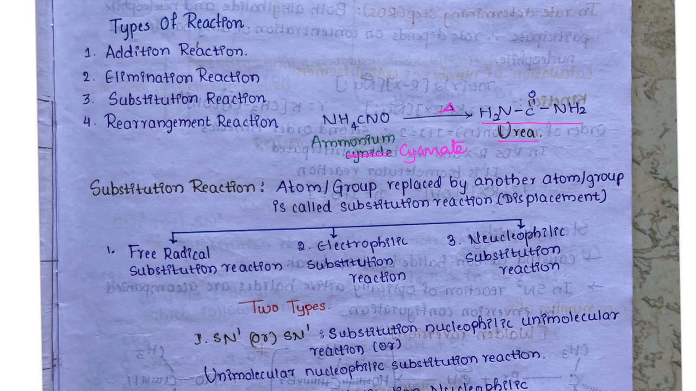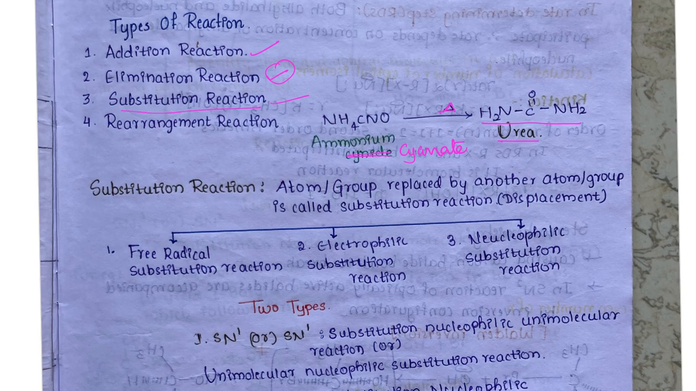In first year, you may have studied addition reaction and elimination reaction a little bit, but we will discuss them completely in second year. Now, I am focusing on substitution reaction. After substitution reaction, we'll discuss elimination reaction. So, substitution reaction, what does it mean? When an atom or group is replaced by another atom or group, it is called a substitution reaction. Another name is displacement reaction.